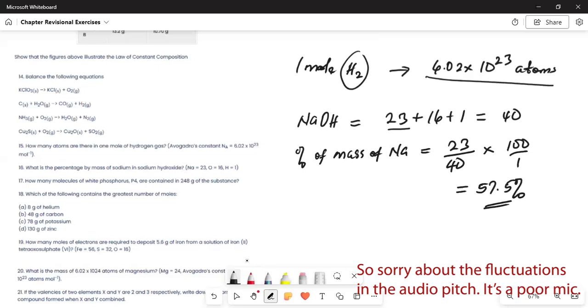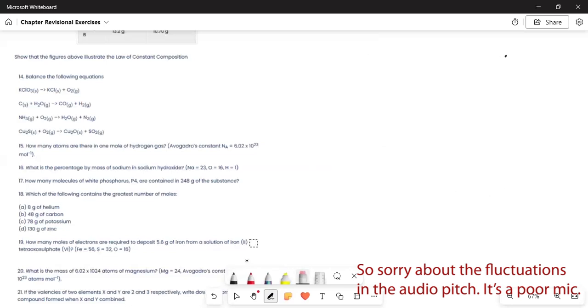Question 17 says how many molecules of white phosphorus are contained in 248 gram of the substance, in 248 gram of phosphorus.